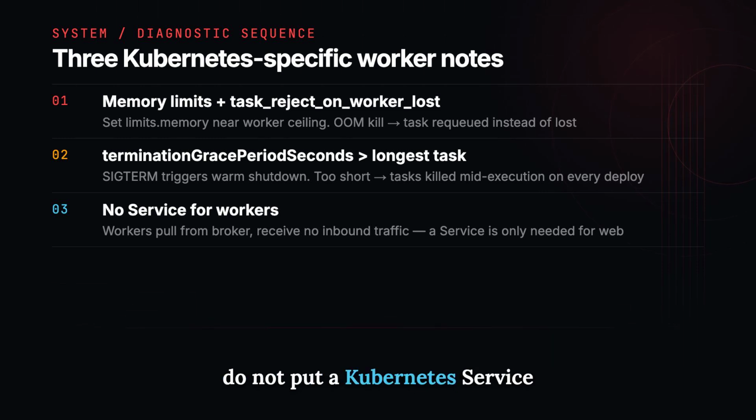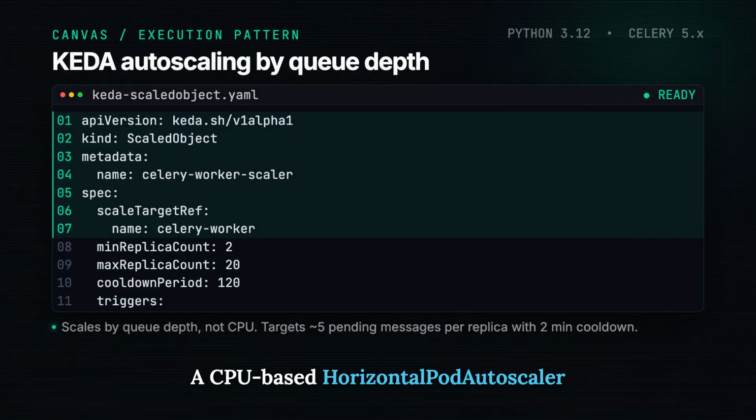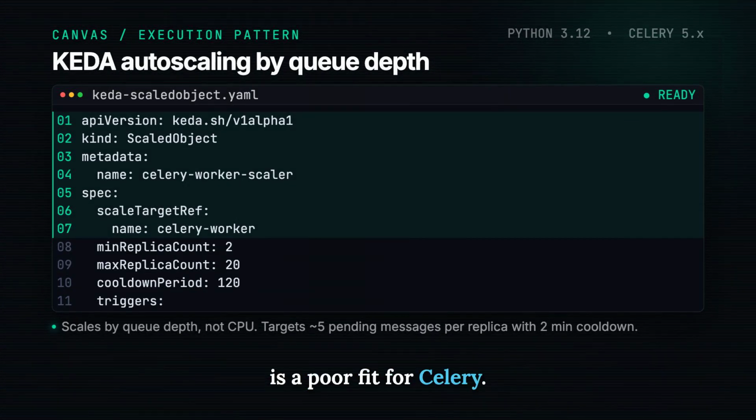Third, do not put a Kubernetes service or load balancer in front of workers, they pull from the broker and receive no inbound traffic. A CPU-based horizontal pod autoscaler is a poor fit for Celery. A worker can sit at low CPU while thousands of tasks queue up, or spike CPU briefly without any backlog. The signal that actually matters is queue length.